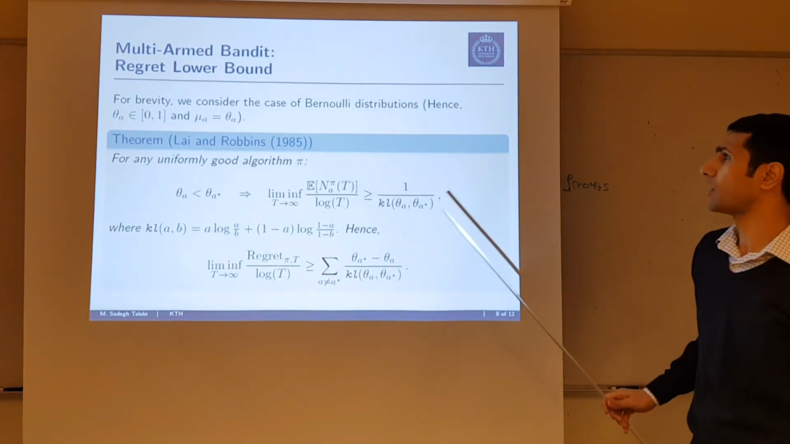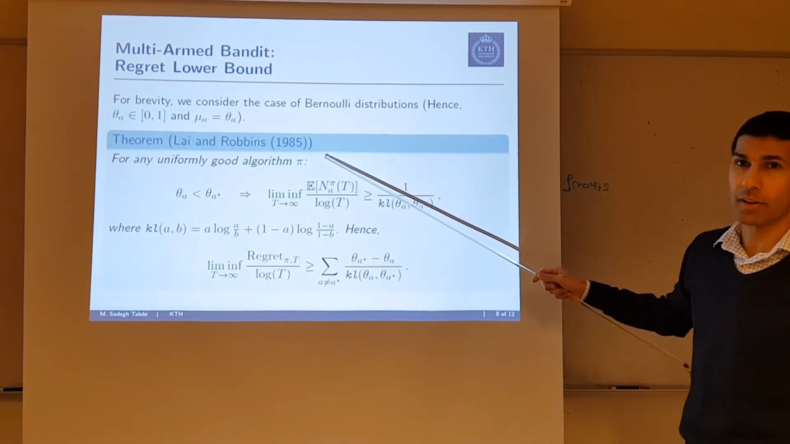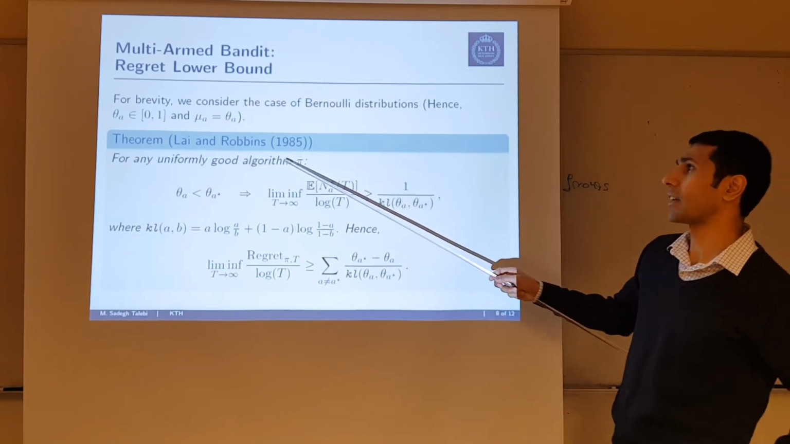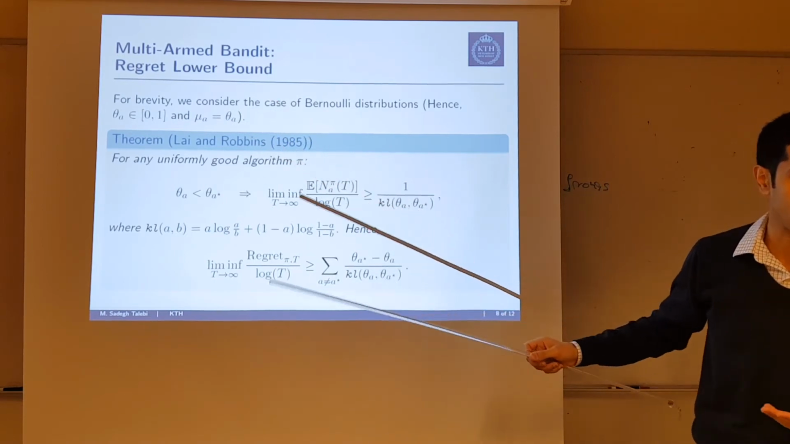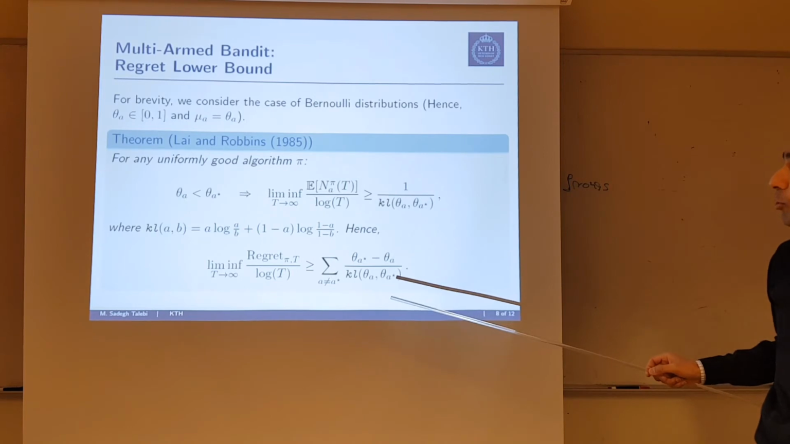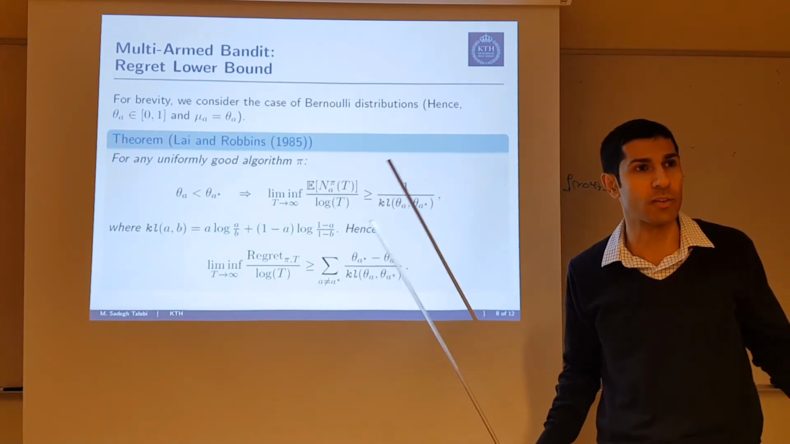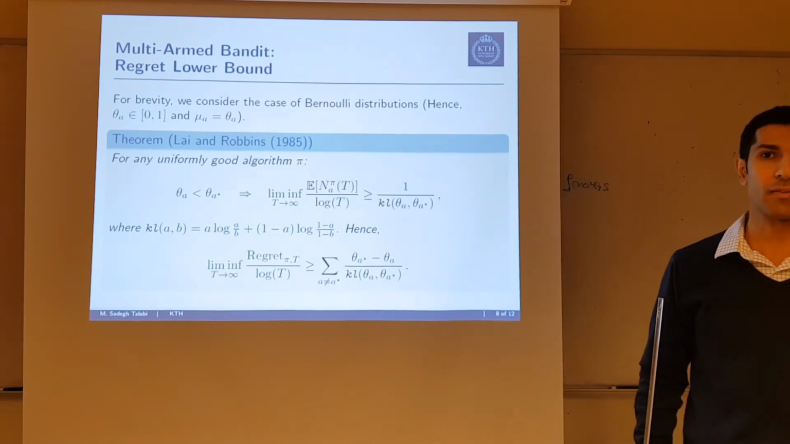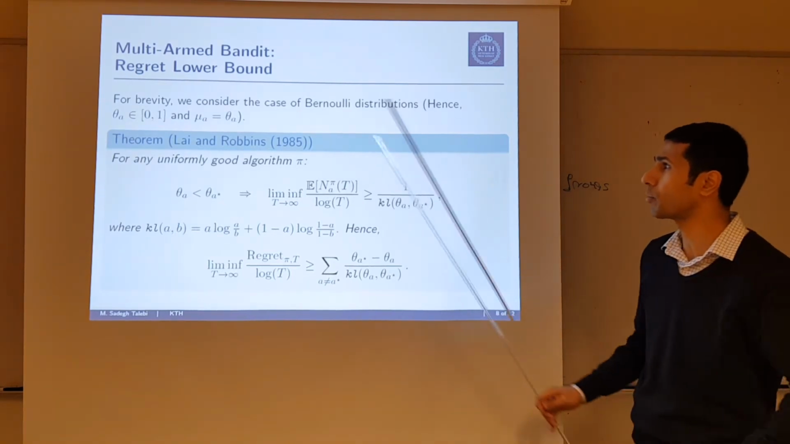Well, this version is a restricted version of Lai and Robbins in the original paper, restricted in the case that we just considered the Bernoulli distribution. But the actual proof and the actual theorem hold for any distribution that can be parameterized by a single parameter. So it could be, for example, a normal distribution where you know the variance but you don't know the mean, or vice versa. There should be some real parameter that is unknown. So it's not just limited to Bernoulli.